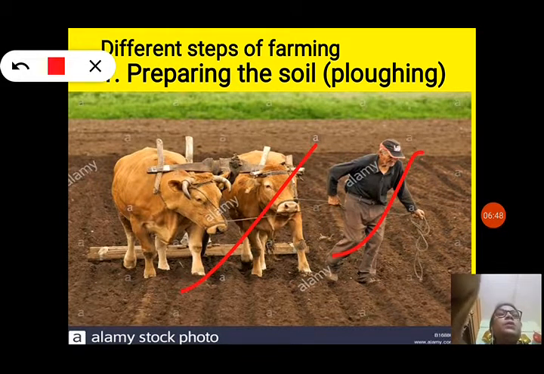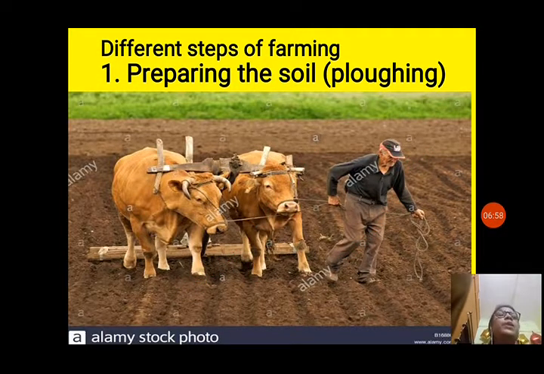You can see the field is furrowed. Furrows have been made and it is very good for the growth of the plant. The soil can become airy and it provides oxygen, and it will be easy to sow the seed deep under these furrows.